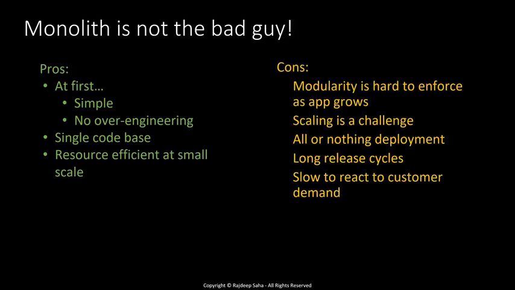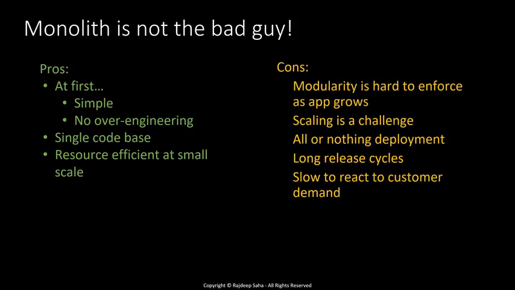Monolith leads to long release cycles because over time that single code base gets bigger, so even if you are not touching some functionality, you still need to test it to make sure it is not impacted because it is part of the same code. Hence, the businesses are slow to react to customer demand.